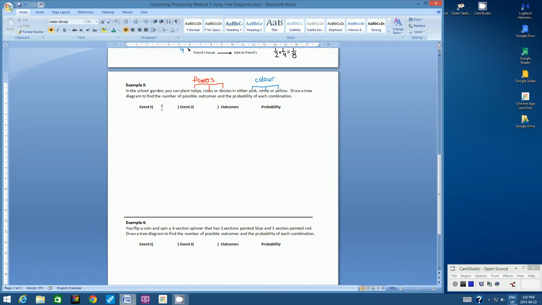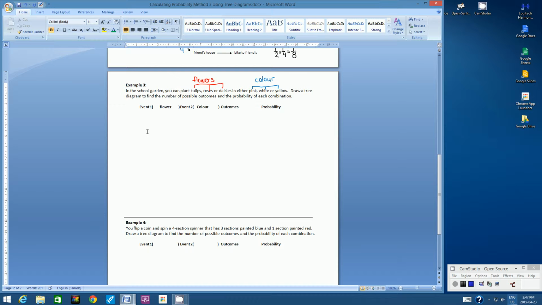So for event 1, I'm going to type in flower. And for event 2, I'm going to type in color. Okay, so it's very important that you understand the two events. Okay, so let's concentrate on the first event here. So we have a choice of flower, tulips, roses, or daisies.